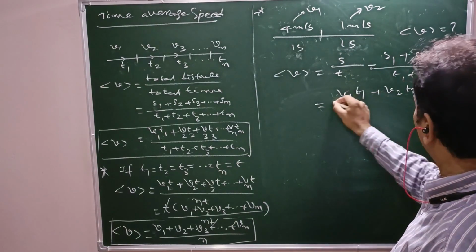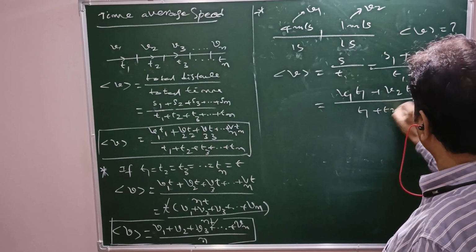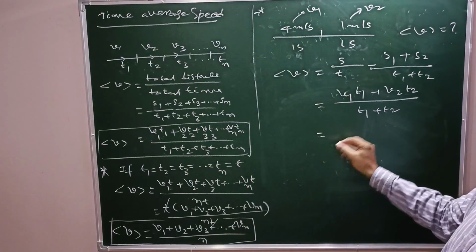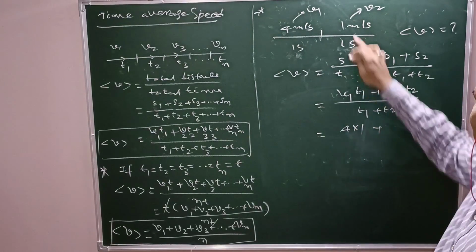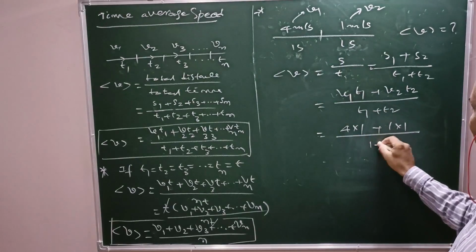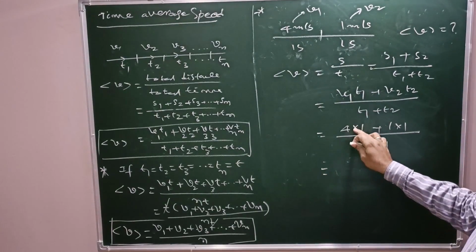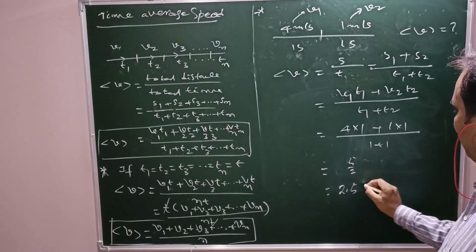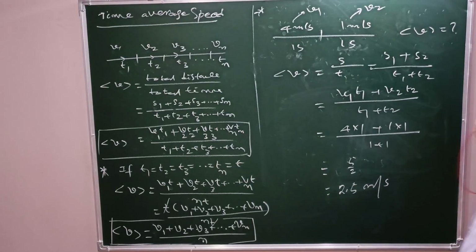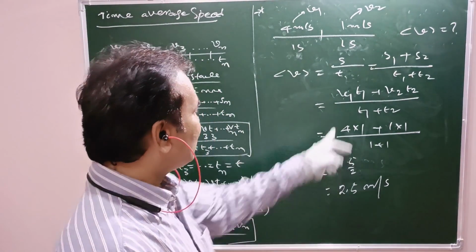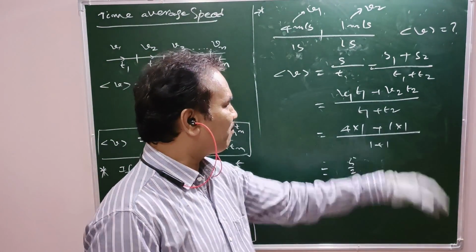divided by T1 plus T2. Naturally, that is V1 T1, that is 4 into 1, plus V2 T2, that is 1 into 1, by T1 plus T2, that is 1 plus 1. So therefore 4 plus 1, that is 5 by 2, that is 2.5 meter per second. Okay. Right? That is V1 T1 plus V2 T2 by T1 plus T2.